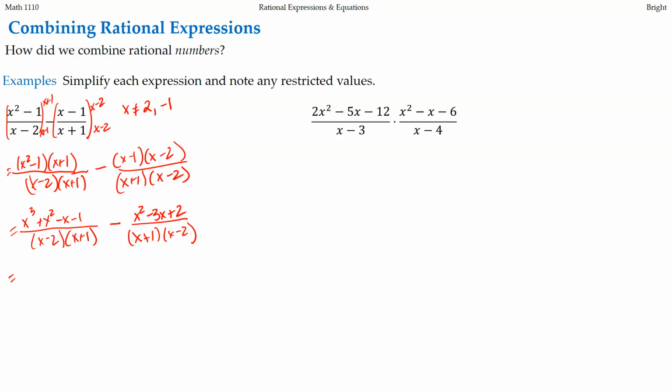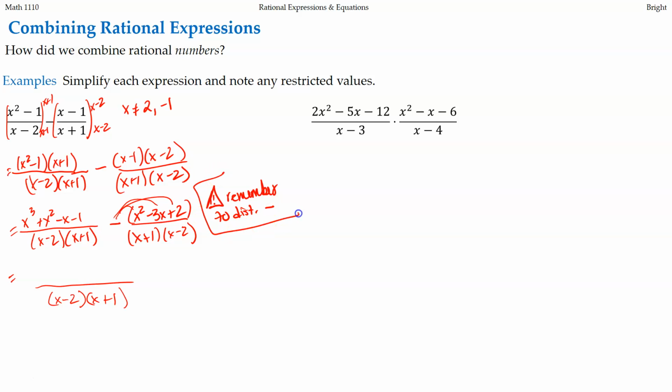And now the only thing that I would do is, I really like to have just one denominator visible in my final answer. So I'm just going to write it as one denominator. But then I have to remember that I'm subtracting each of these. So this subtraction sign is going to distribute. That's the number one mistake students make. So I'm just going to say here, remember to distribute the negative. Okay, so key thing to remember, I'm going to have x cubed plus x squared minus x minus 1, and then minus x squared plus 3x minus 2 for that second term.